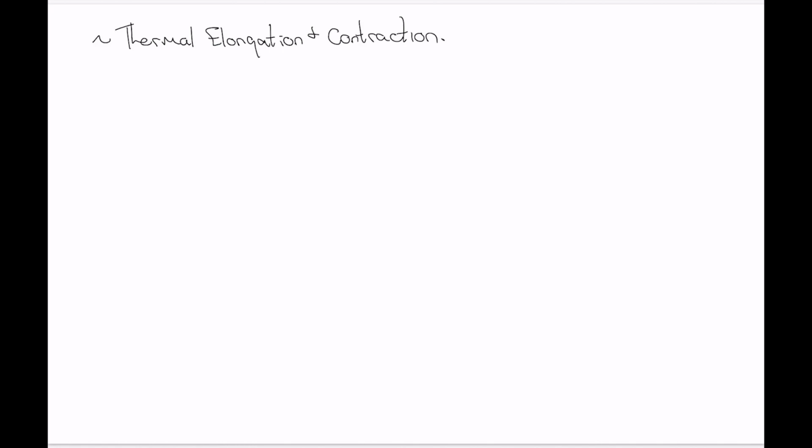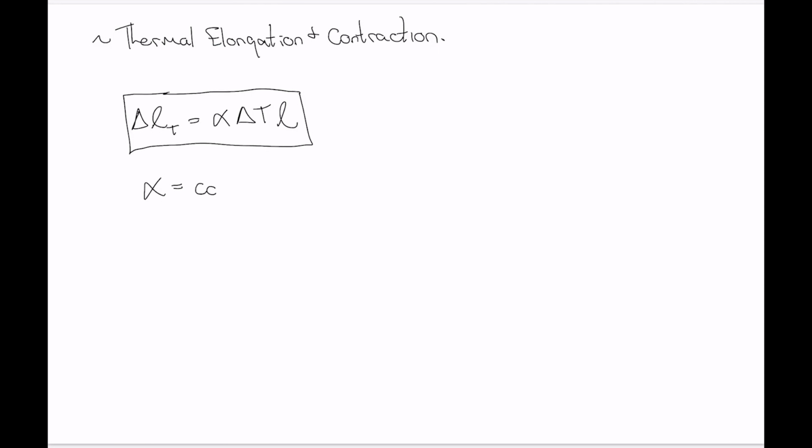So the equation for thermal elongation and contraction is delta L subscript T is equal to alpha delta T L. Now, just to explain the different components here, alpha in this equation is a material property called the coefficient of thermal expansion.